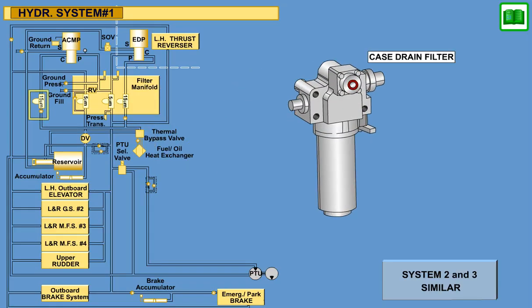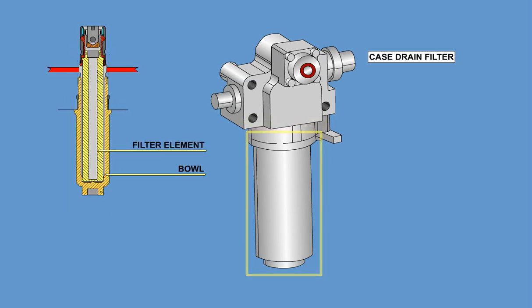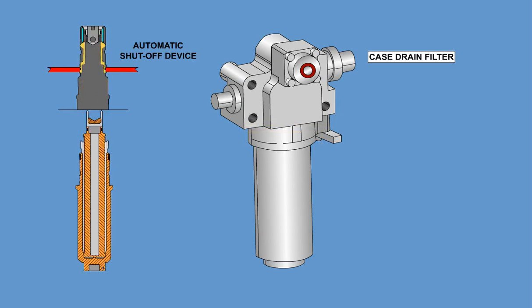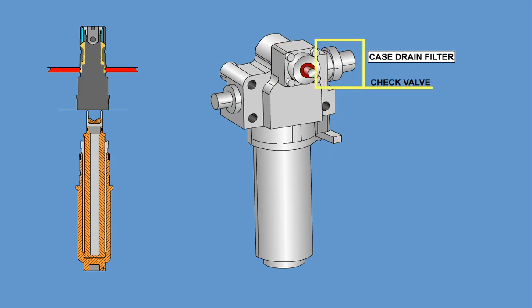There are 4 case drain filter manifolds in the hydraulic system, 1 located in each of systems 1 and 2, and 2 located in system 3 to provide filtration from all ACMPs. The case drain filter is comprised of the following: the filter element and bowl, the automatic shutoff device, the differential pressure indicator, which extends in case of filter blockage, and a check valve.